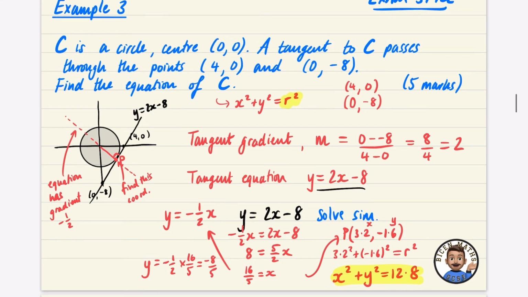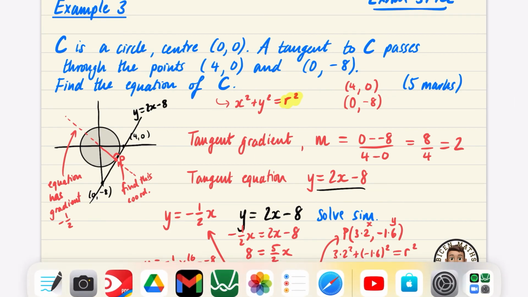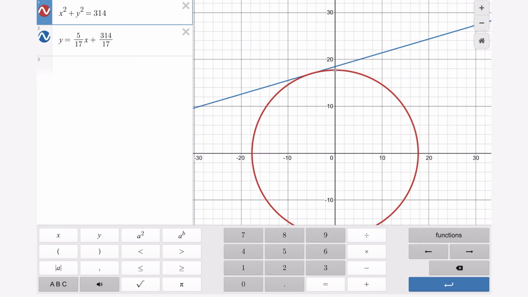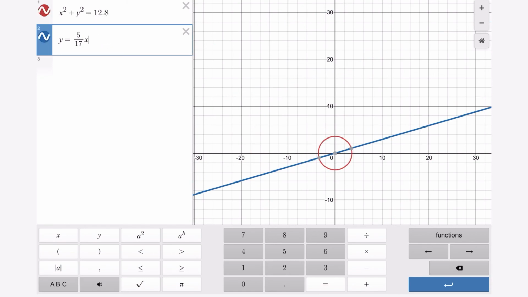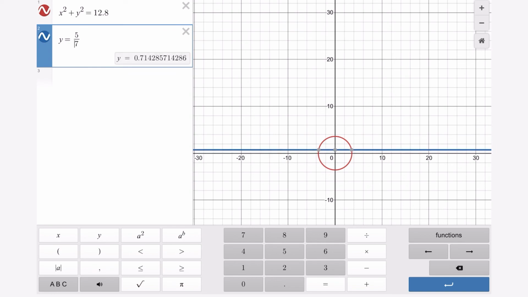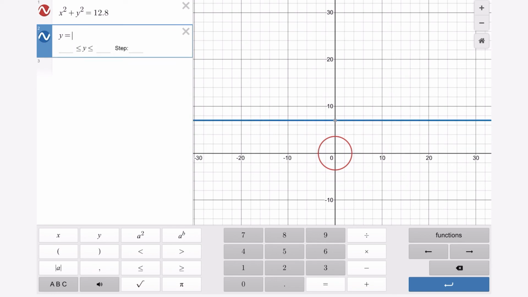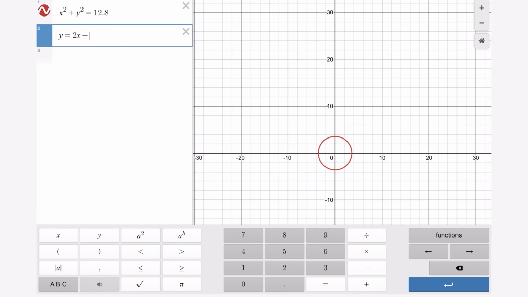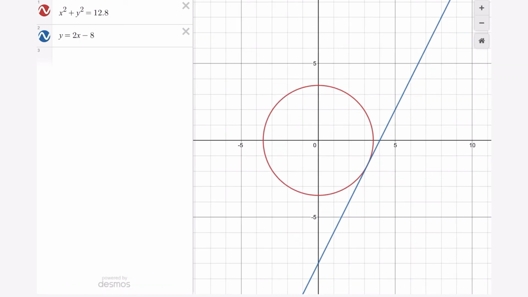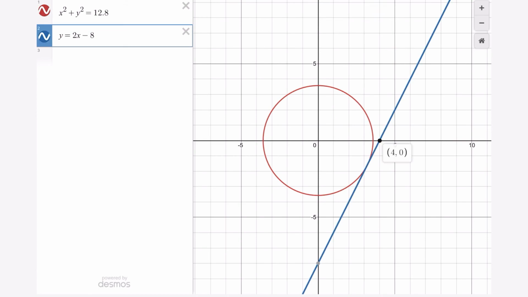Okay, I'm very quickly going to show you that this does work. So x squared plus y squared equals 12.8. And the other equation of the line that we worked out was 2x minus 8. So we're going to plot 2x minus 8. And it does have a tangent here. We can also see it passes through 4, 0 and 0, minus 8.